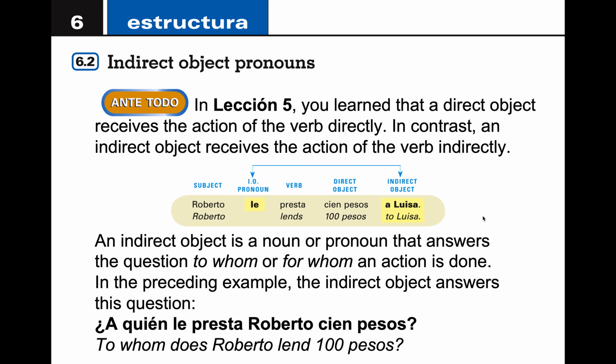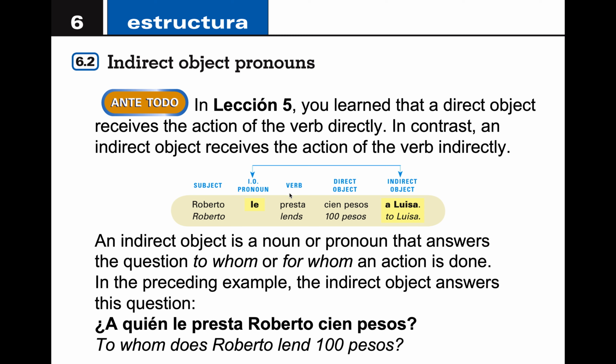We're going to continue with the grammar in Lección 6, and we're going to look at indirect object pronouns. So in Lección 5, you learned that a direct object pronoun receives the action of the verb directly. In contrast, an indirect object gets the action of the verb indirectly. Here we have the subject Roberto, and then I have an indirect object pronoun, which would be le, which would go with my indirect object a Luisa.